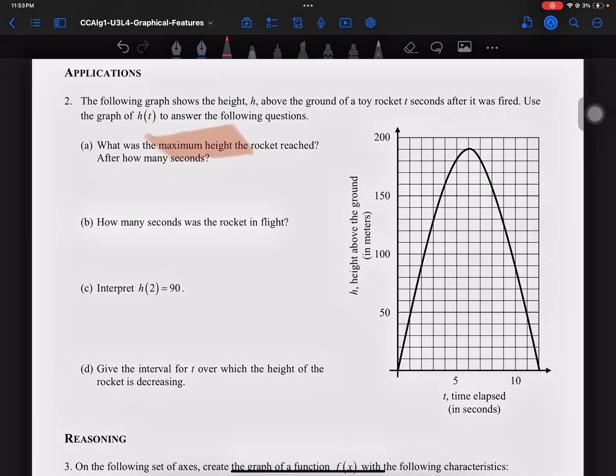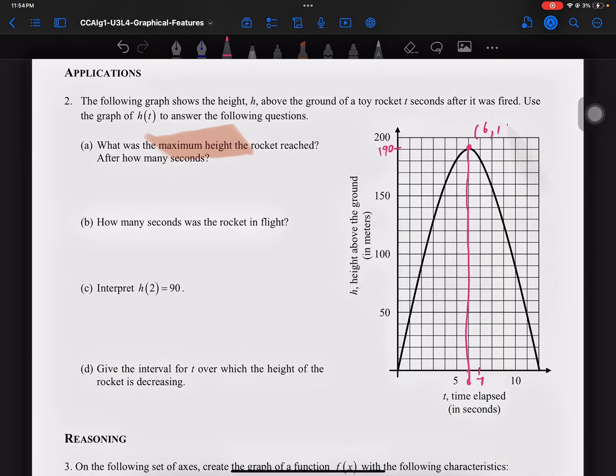So first, scan this curve from left to right and find the topmost point, the peak. You need to read its height from the y-axis here. That's the maximum height. Read the matching time from the x-axis when it happens. So here the maximum height y is 190, and x is 6. This is 6, this is 7. So you can see that it is actually at 6 seconds.